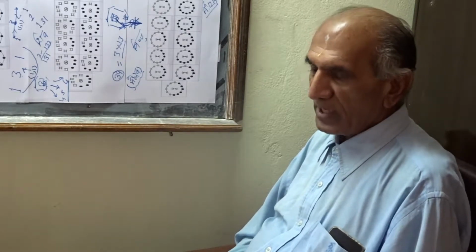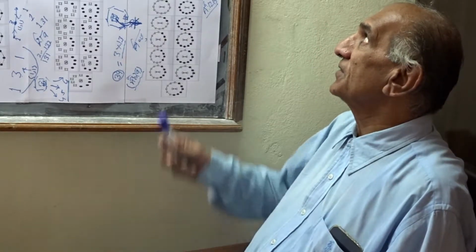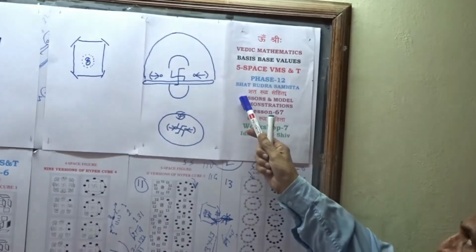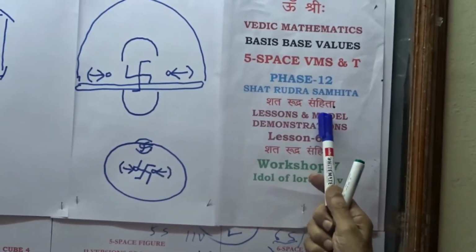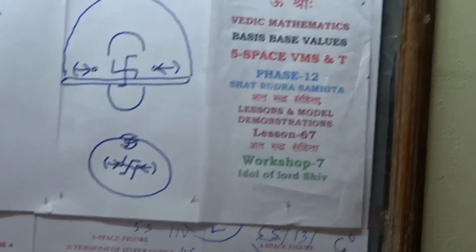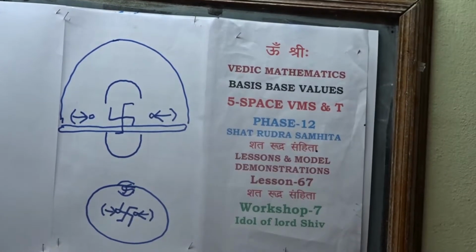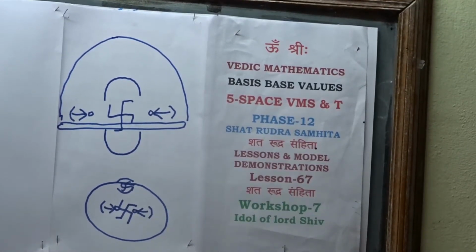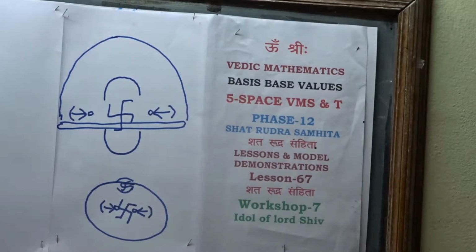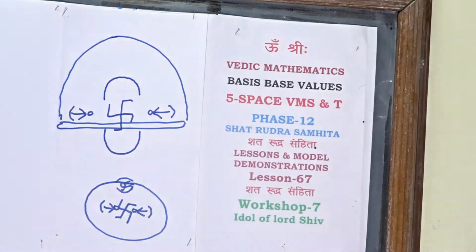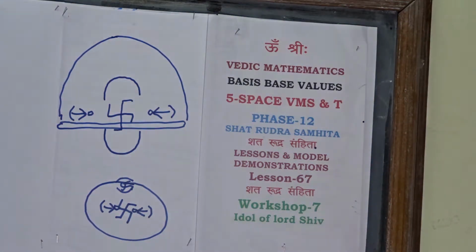Today we are in phase 12. In this phase 12, the focus is upon Shat Rudra Samhita. The Shat Rudra Samhita is the third Samhita. The first Samhita is Videshwar Samhita, the second Samhita is Rudra Samhita, and now at present we are in the third Samhita, the Shat Rudra Samhita. This Shat Rudra Samhita is a scripture of 42 chapters.